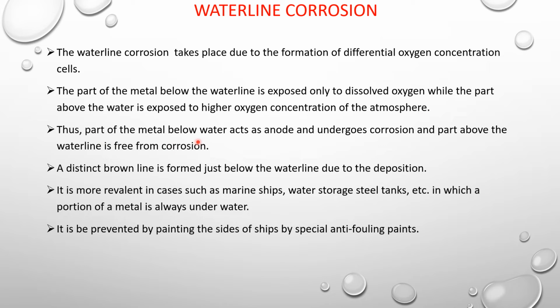Thus, the part of the metal below water acts as anode, which is least oxygenated and undergoes corrosion, whereas the part above the waterline is free from corrosion as it is more oxygenated and acts as cathode. A distinct brown line is formed just below the waterline due to the deposition. That is, rusting in waterline corrosion begins just below the waterline.